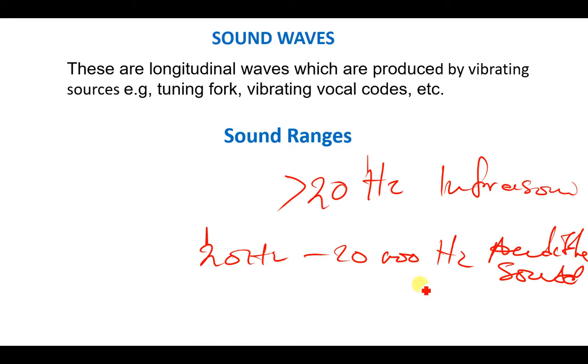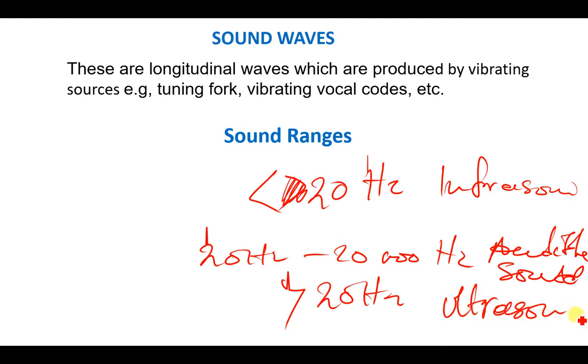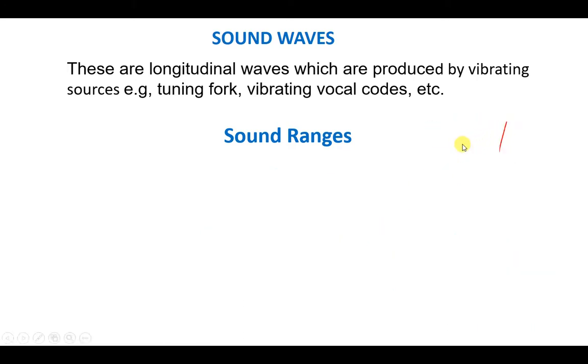And then we also have the sound range which goes up from this same 20,000. That one was supposed to be a greater than symbol, and I made an error there. Any sound that is greater than 20,000 hertz is called ultrasonic sound. Not really 20 hertz, but 20,000 hertz. Sometimes they'll just say 20 kilohertz. It also means the same.